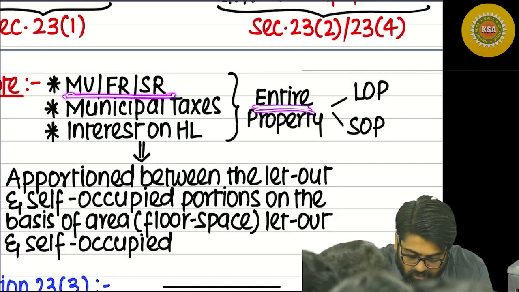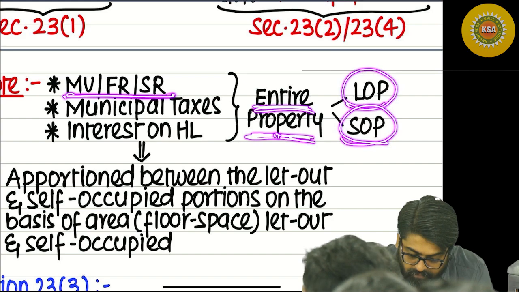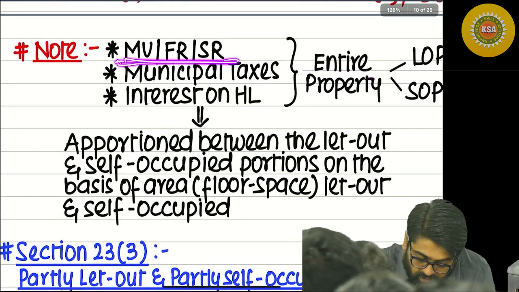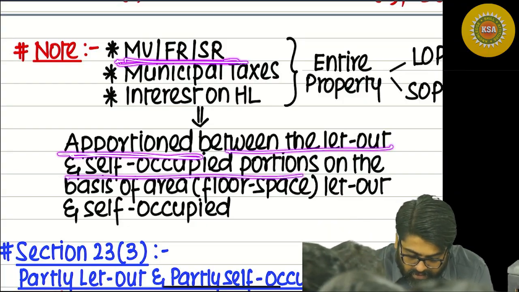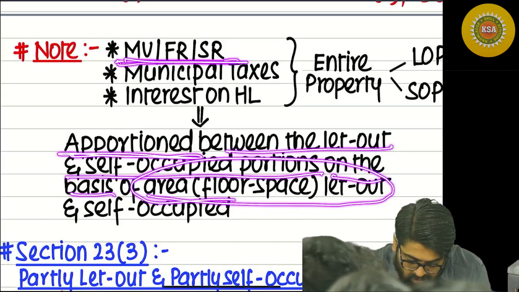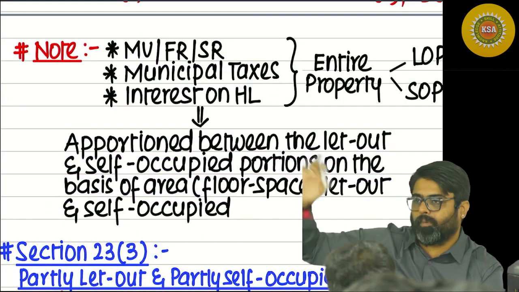If it is given for the entire property, and the entire property is let out and self-occupied, then the municipal value, fair rent, standard rent has to be divided between the let out and self-occupied portion on the basis of area let out, and on the basis of this ratio you are supposed to apportion these amounts.